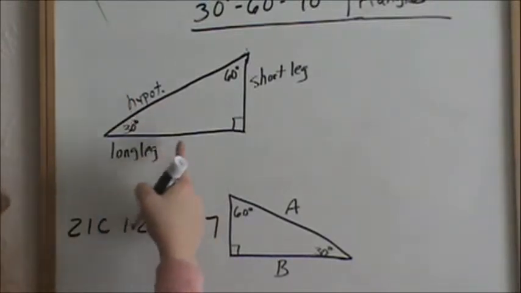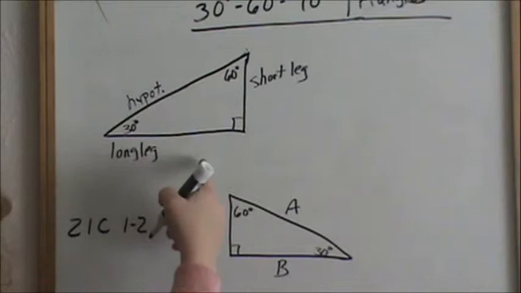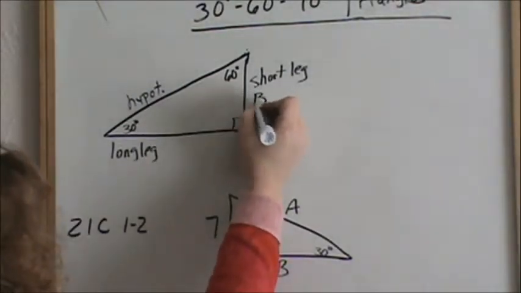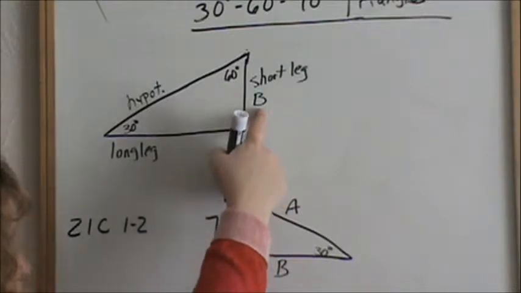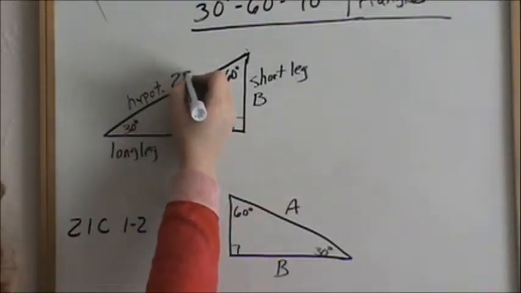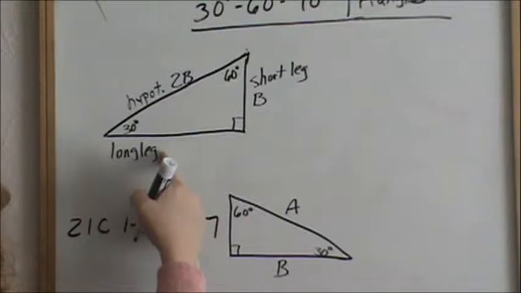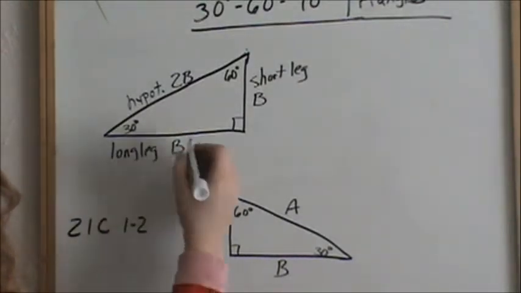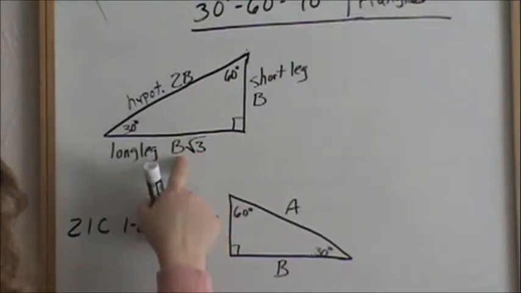Okay? We are also in a 30, 60, 90 triangle. We're going to label the short leg as B. If your short leg was B, your hypotenuse will be 2 times B. Your long leg will be whatever your short leg is, B, times the square root of 3.